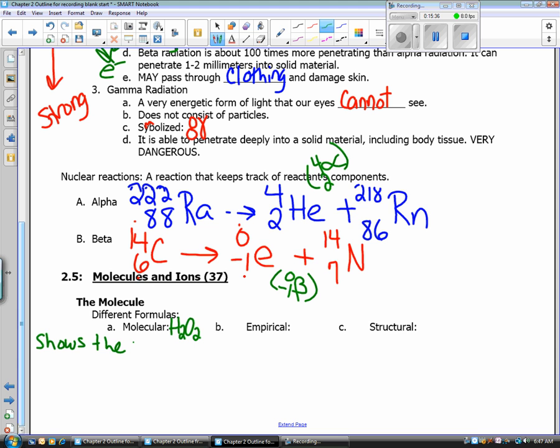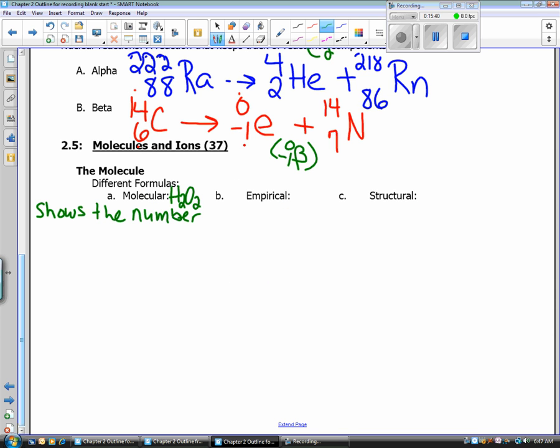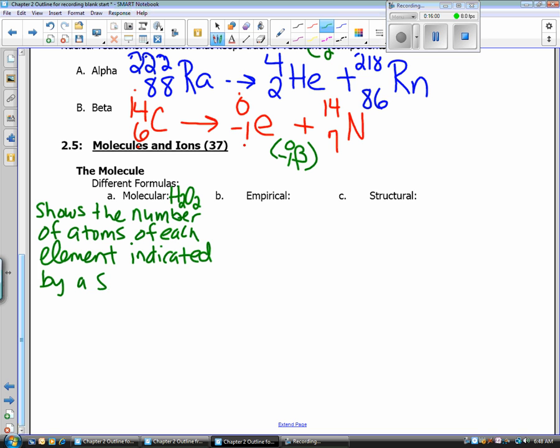Shows the number of atoms of each element indicated by a subscript after the symbol.